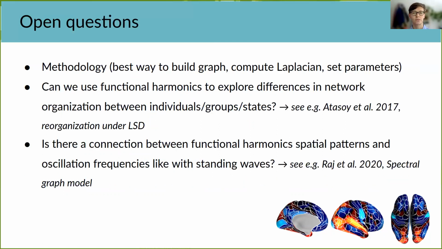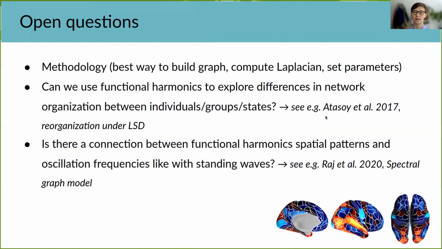Open questions, I would say, of course, there are many, not least of all, there are still open methodological questions. So like, what's the best way to build the graph? What's the best way to compute the Laplacian? What's the best way to set parameters that I haven't talked about at all? But more conceptual questions, I think, is stuff like whether we can use functional harmonics to explore differences in network organization between individuals, groups, like patients, for example, or different brain states. And work on this has, of course, already begun.